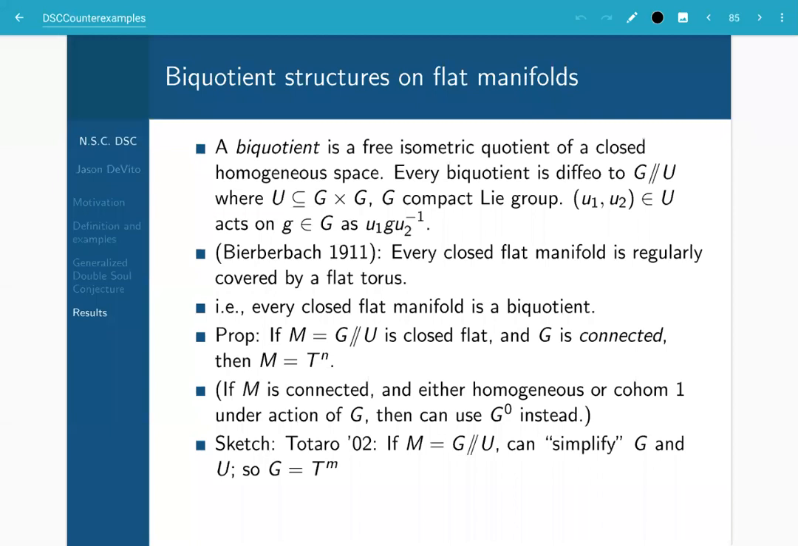Basically, you just look at his proofs and see that many of them apply in this situation. The upshot of all of this is that if you have a closed flat manifold, you can simplify G down to the point where G is a torus. What's important about tori from this perspective is that they're abelian.